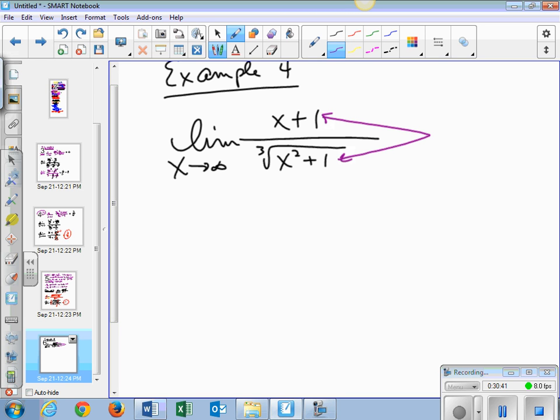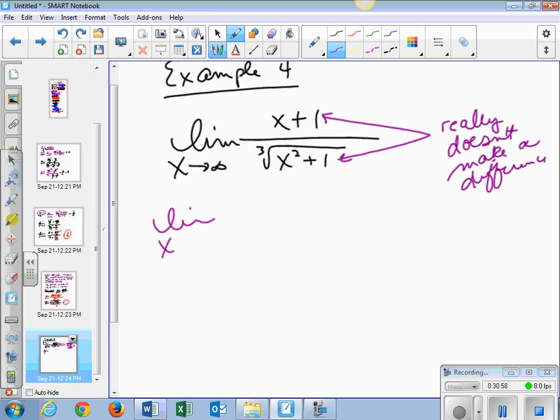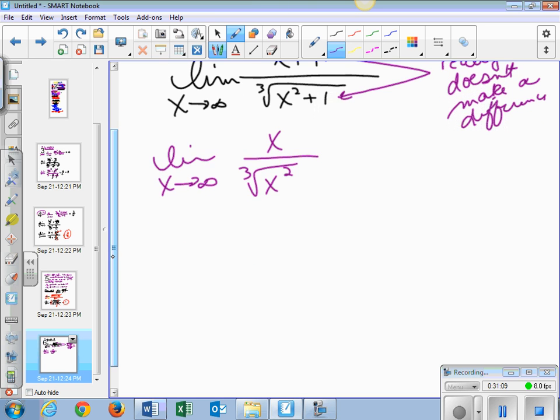When you plug in infinity, if you're taking infinity and adding 1, it really doesn't make much difference. So what I can really do is evaluate the limit as x goes to infinity of x all over the cube root of x squared, and I'll basically get the same thing. Yes, I could have done that on the last problem, but I just wanted to show you something a little bit different for that one.